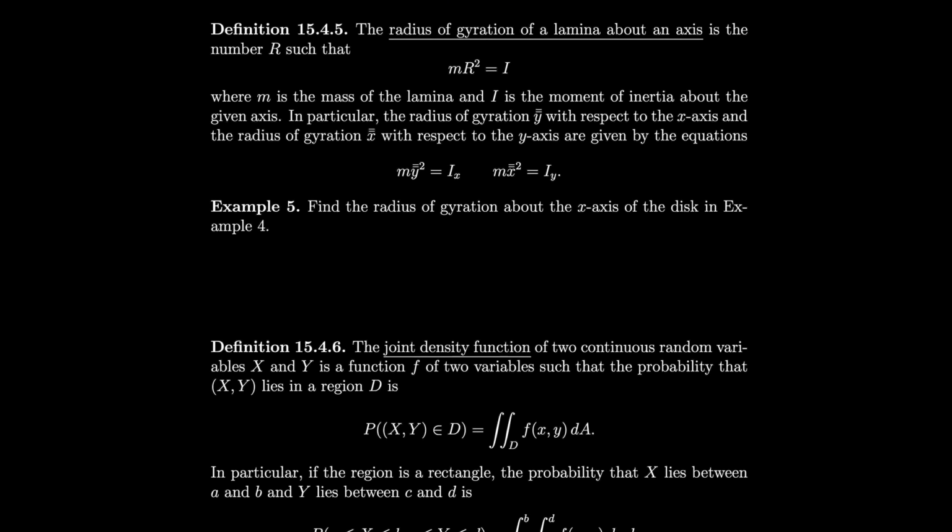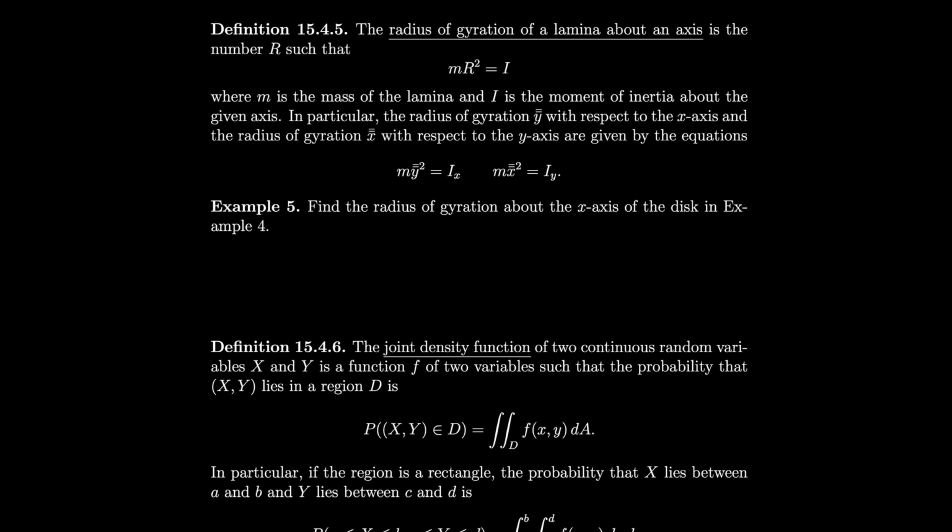The radius of gyration of a lamina about an axis is the number R such that m times R squared equals I, where m is the mass of the lamina and I is the moment of inertia about the given axis. In particular, the radius of gyration y double bar with respect to the x-axis and radius of gyration x double bar with respect to the y-axis are given by the equations m times y double bar squared equals Ix, m times x double bar squared equals Iy.